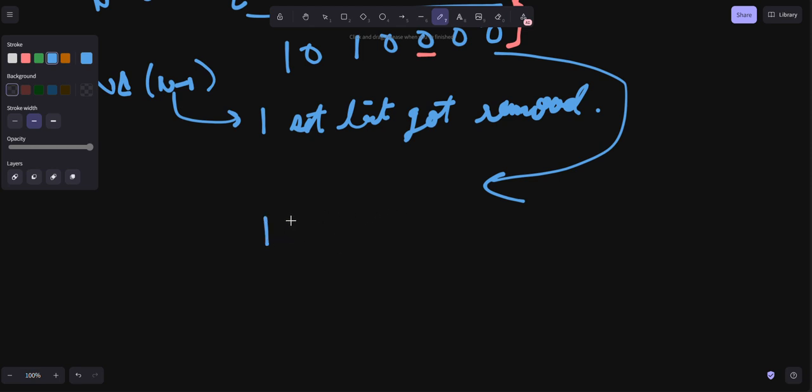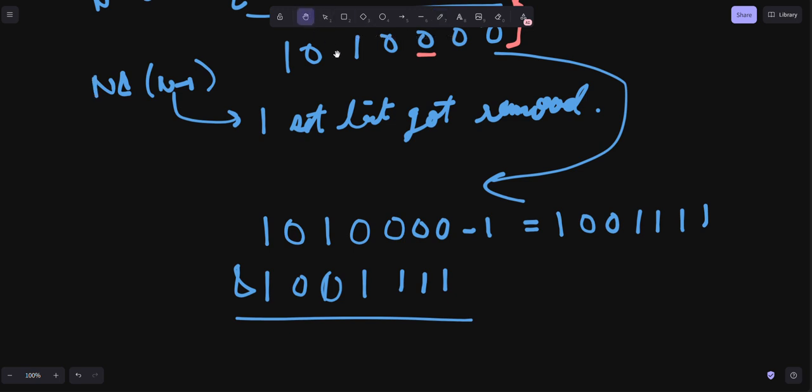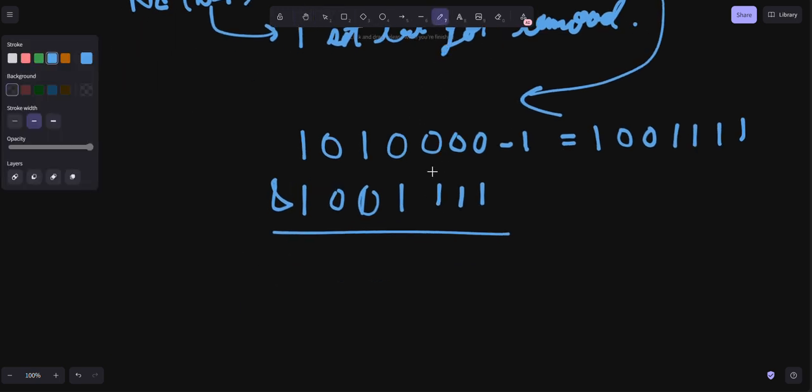Let's say 1 0 0 0 0 0. Let's say that you subtracted 1. What you will get? 1 0 0 1 1 1 1. And if you AND that with 1 0 0 1 1 1 1, if you do the AND operation, again you will get the last bit removed, 1 0 0 0 0 0 0.